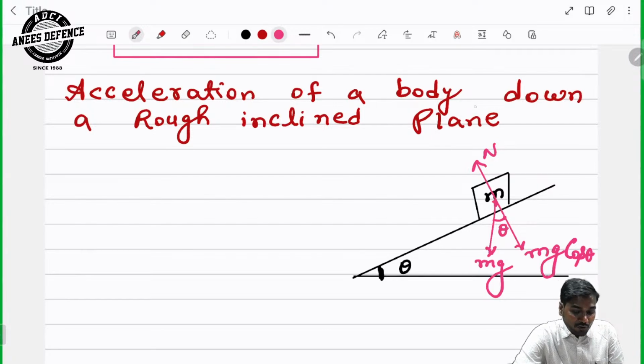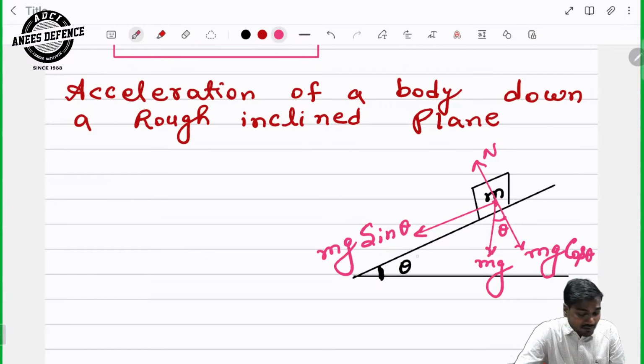Now consider acceleration of a body down or up an inclined plane, which involves friction force. The object will move in the downward direction. The other component is mg sin theta. Due to this force mg sin theta, the object will start to slide, but the friction force will act in the opposite direction and oppose it. So you can write the friction force as Fr.